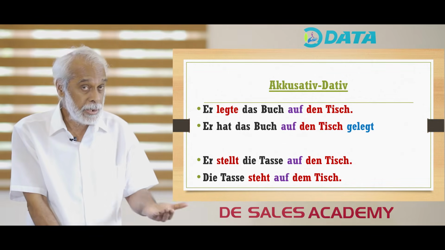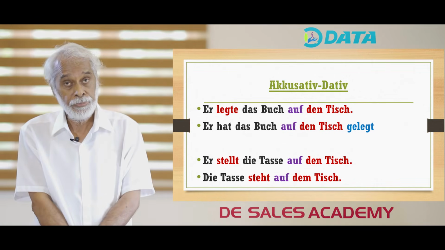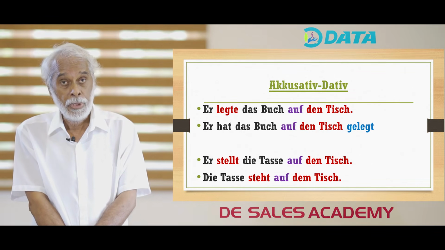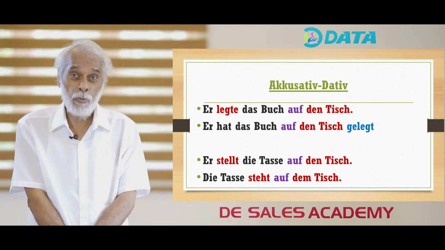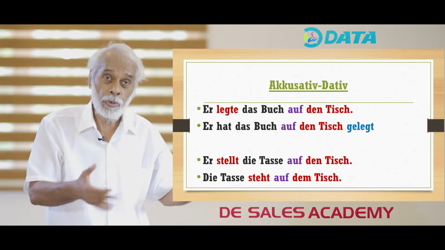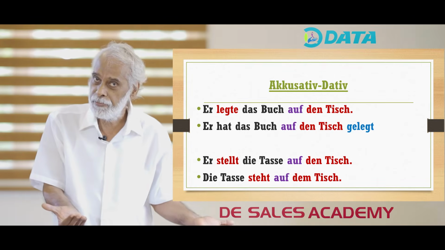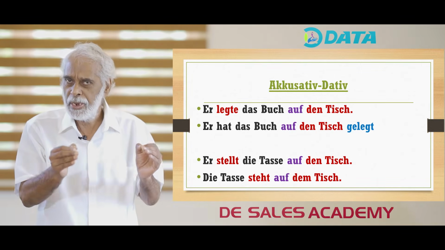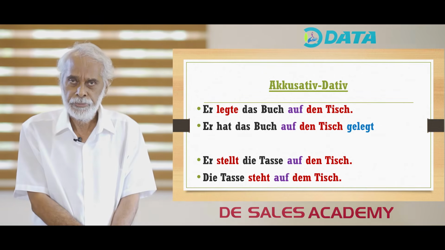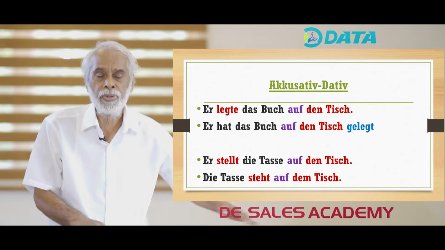Er legte das Buch auf den Tisch. Er hat das Buch auf den Tisch gelegt. I'm just giving you examples for Präteritum and Perfekt. The moment you see legen, it is action. So the preposition is also with accusative.